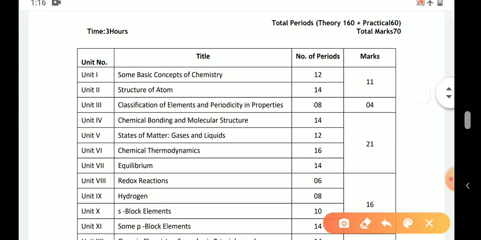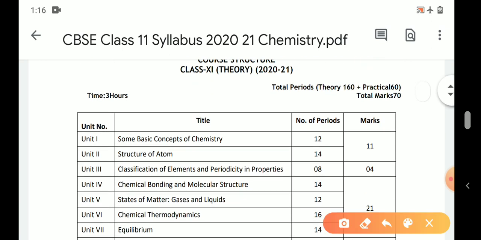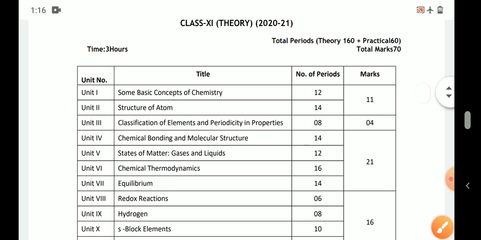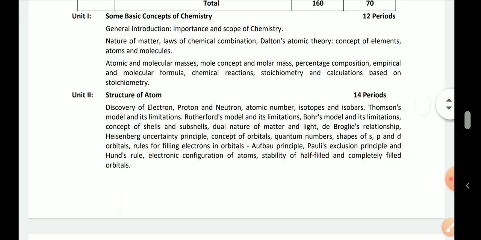Here is the name of the chapter. This is the number of periods that should be taken by the teacher to complete the respective chapter, and these are the marks. Now let's come to the units so that we can see the subtopics present in each unit.